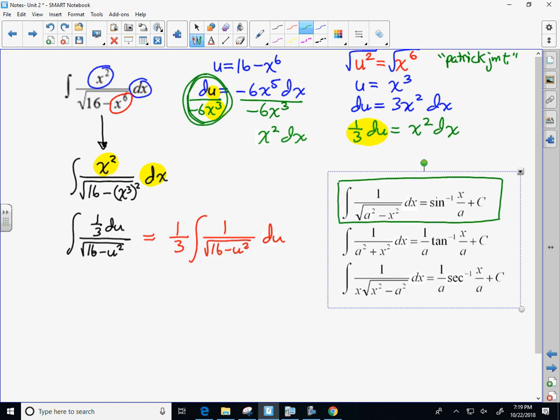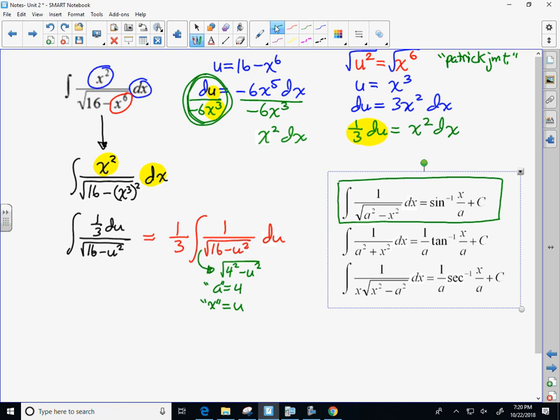So now, hopefully, you're looking at this model and comparing it to what we have here. A squared minus x squared. So it would be 4 squared? It would be 4 squared, yeah. So this is the same as saying 4 squared minus u squared. So I know what the a value is. A is equal to 4. I know what the quote-unquote x value is. That's going to be u.